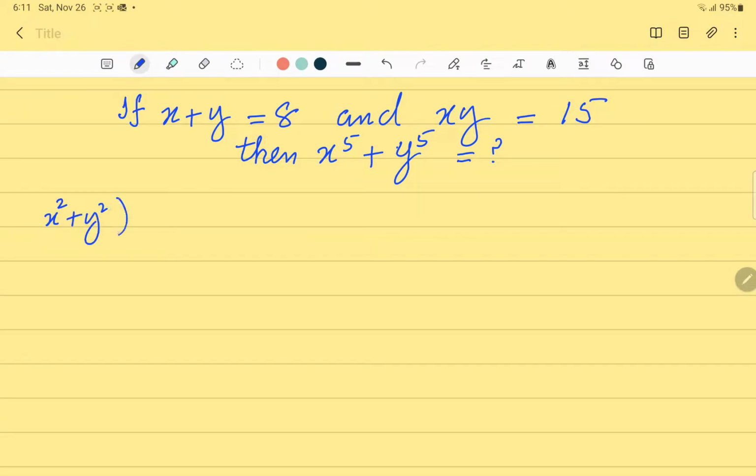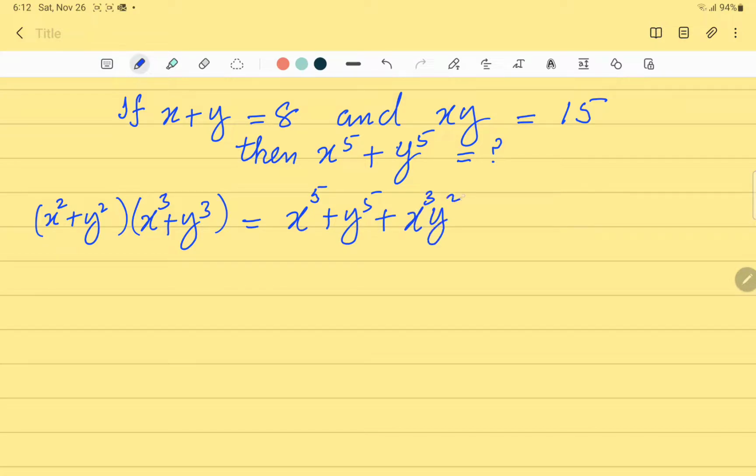x squared plus y squared, when multiplied with x cube plus y cube, gives x^5 plus y^5 plus x cube y squared plus x squared y cubed.